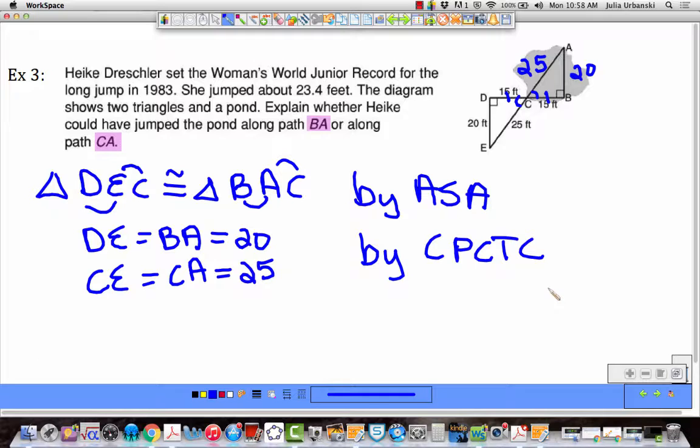The diagram shows two triangles and the pond. If Heike was here at the pond, which way would she be able to handle jumping? From B to A or from C to A? B to A. So actually about like 14. If she tried to jump from C to A, she'd land about 1.6 feet short and in the water. Right? Okay, turn the page.